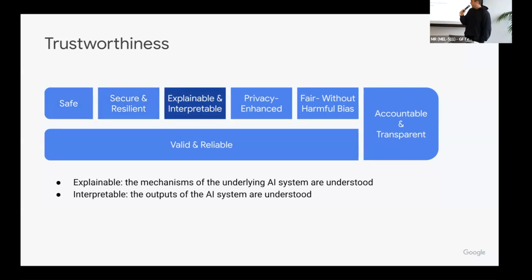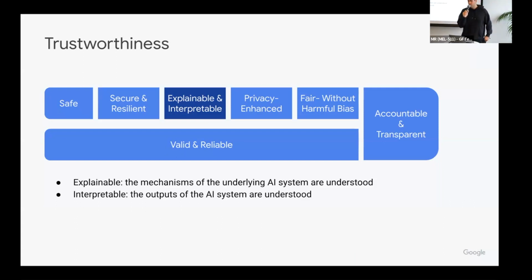Now, this is more unique to AI, and that is explainable and interpretable. One of the bigger complaints of AI is that it acts as a black box in many ways. Explainable means that the mechanisms of the AI system are understood. In other words, how are those outputs generated? We don't just feed something in and get the output out, but we understand how those outputs are generated, and we are able to better understand what the possible failure modes are.